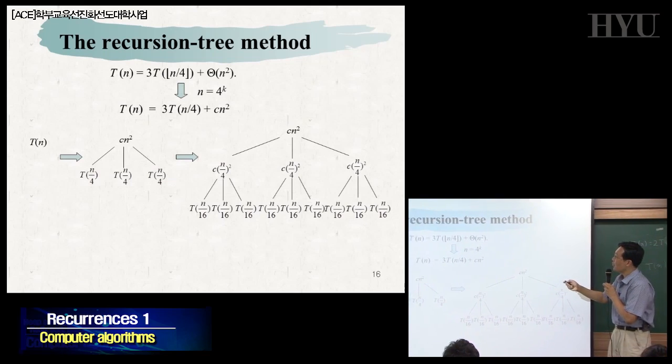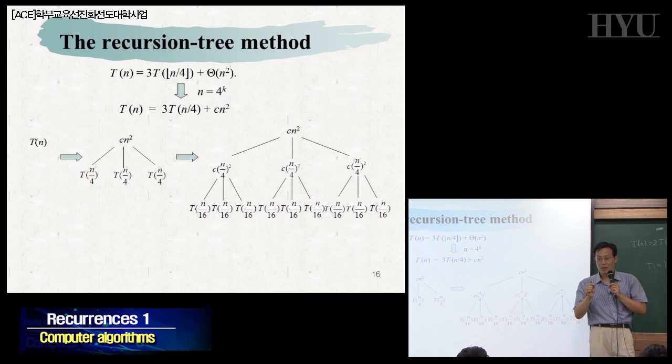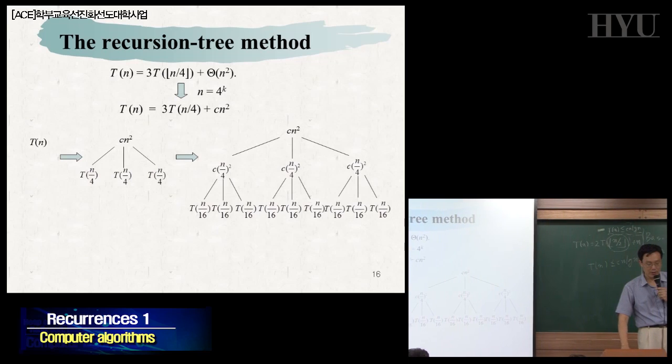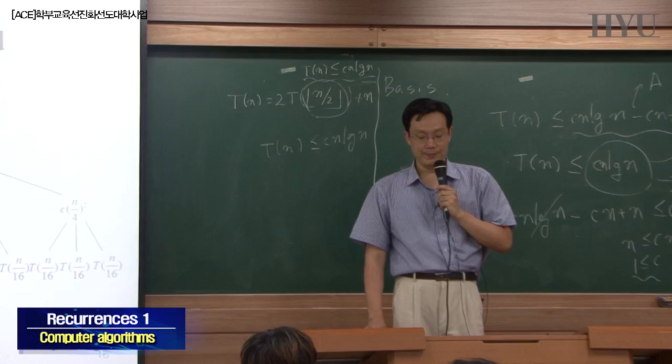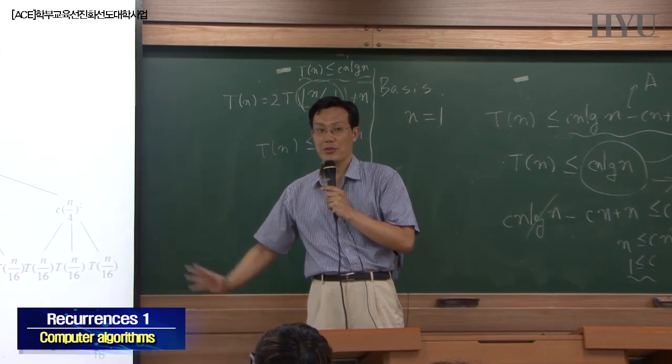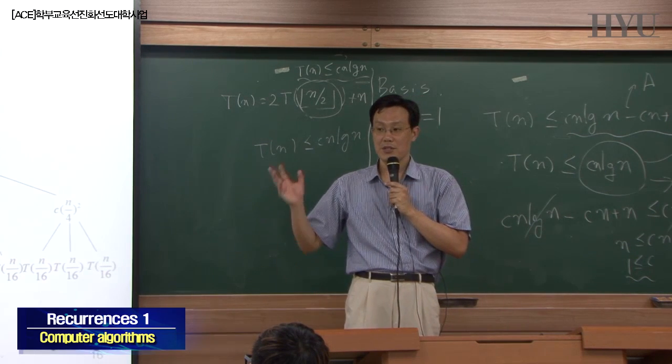I don't know exactly what is here. It can be any quadratic function, but I replaced it by one of the simplest quadratic functions, when T of n is 3 times T of n over 4 plus Cn squared. Then this is the recursion tree from this recurrence.